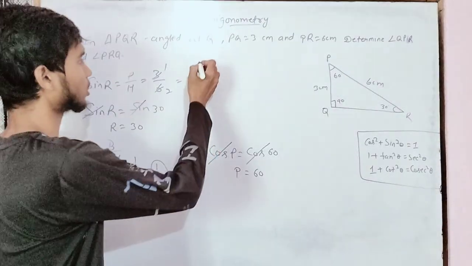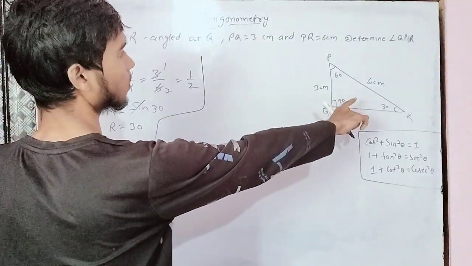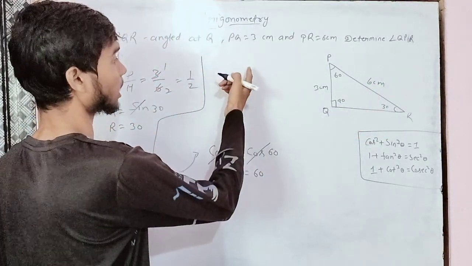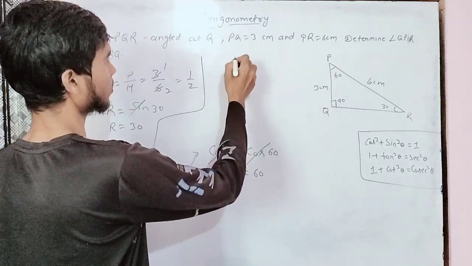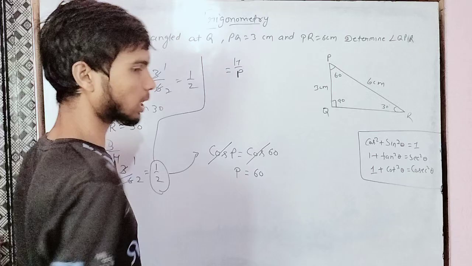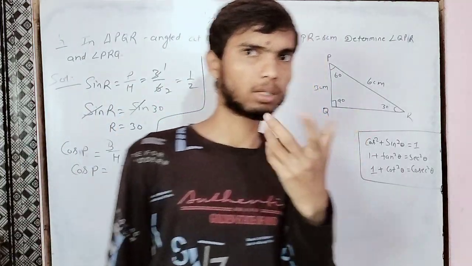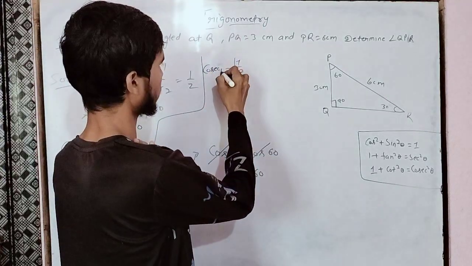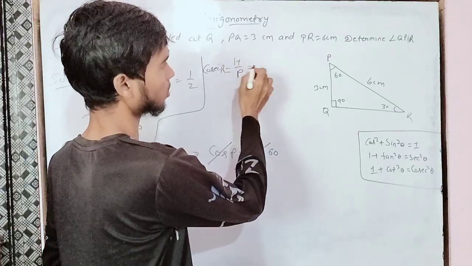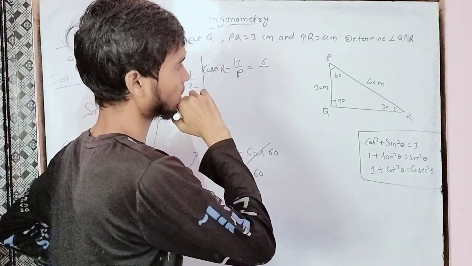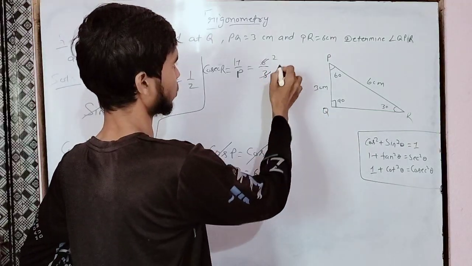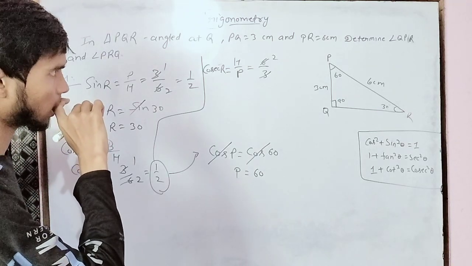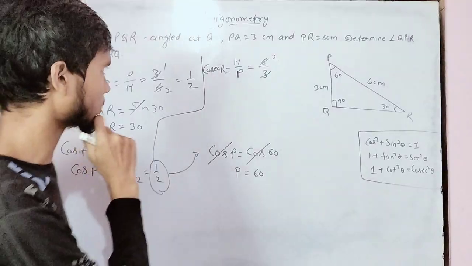Here, one thing more. As you know, according to this, we can write what? H upon P. H upon P. So it is what? H upon P, I think it should be cosec. Cosec R. Clear? Now H is 6 and P is 3, so it is how much? 2. H is 6. Okay, no problem.